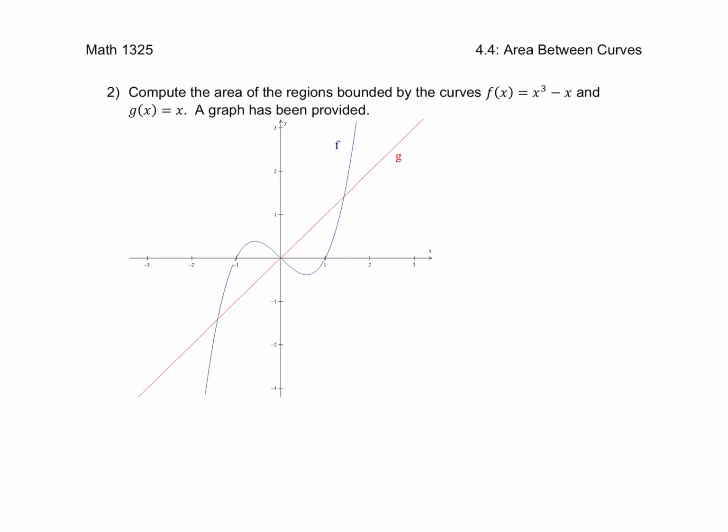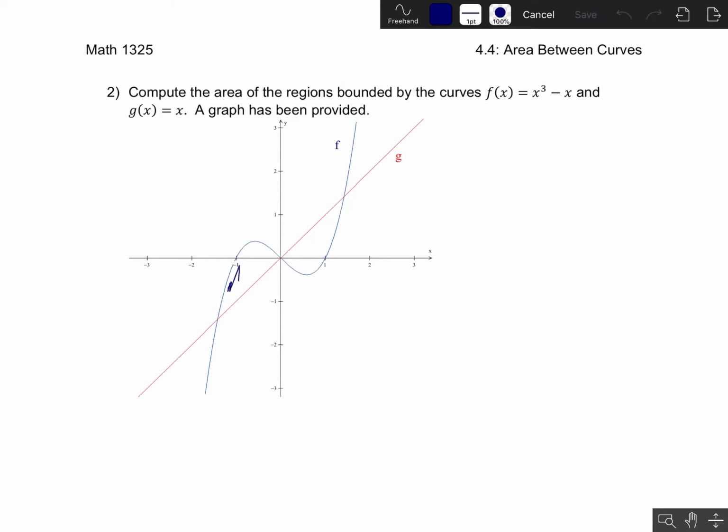For the last example in this section, we're going to look at computing this area. It says compute the area of the regions bounded by the curves f of x equals x cubed minus x and g of x equals x. And here we have a graph, so we know that f looks like this cubic and then g looks like this nice straight line. And what we're trying to do is we want this shaded area. So we want the area of the regions that are actually bounded by those curves.